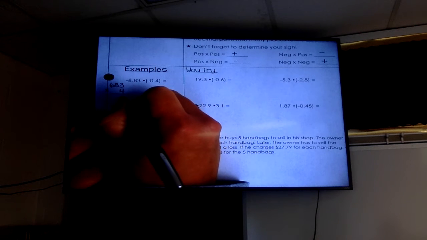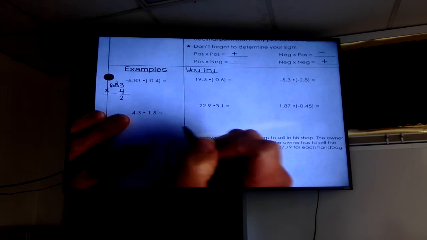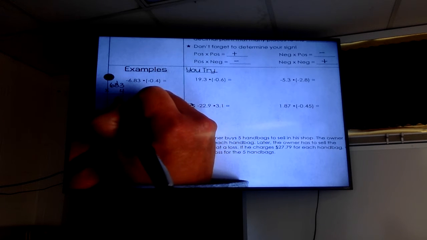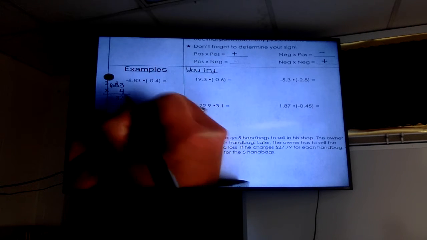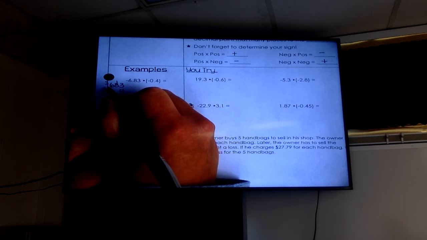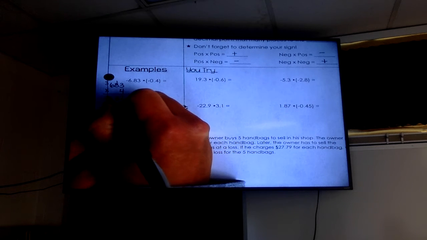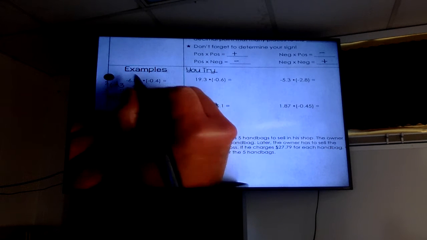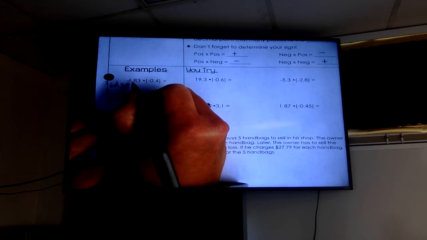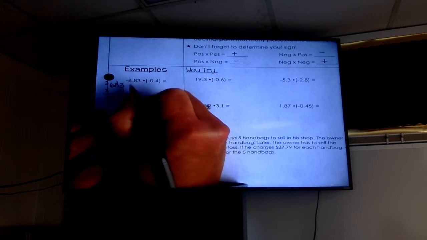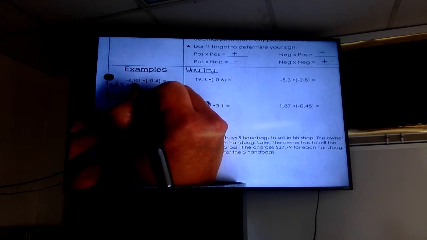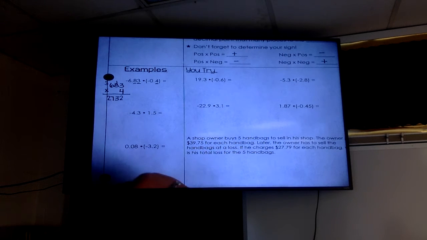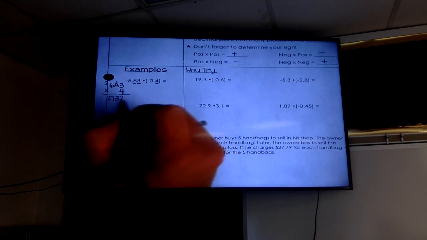So 4 times 3 is 12. 4 times 8 is 32, plus 1 is 33. 4 times 6 is 24, plus 3 more is 27. So I've done my multiplication. Then I'm going to go back to the original problem, and I'm going to see how many numbers were behind the decimal point in both of my factors. So I had an 8, a 3, and a 4. So there were 3 numbers behind the decimal point altogether.